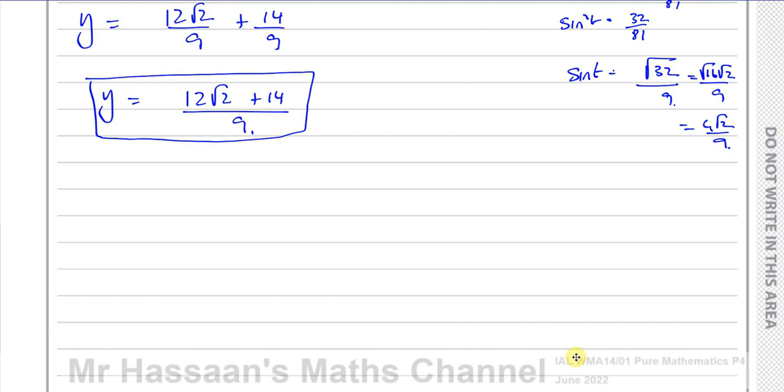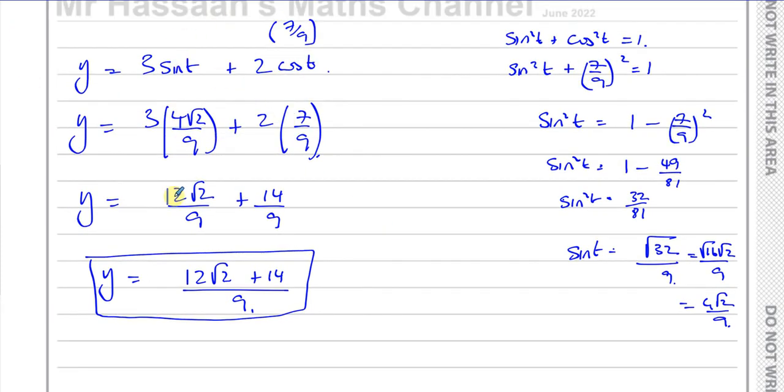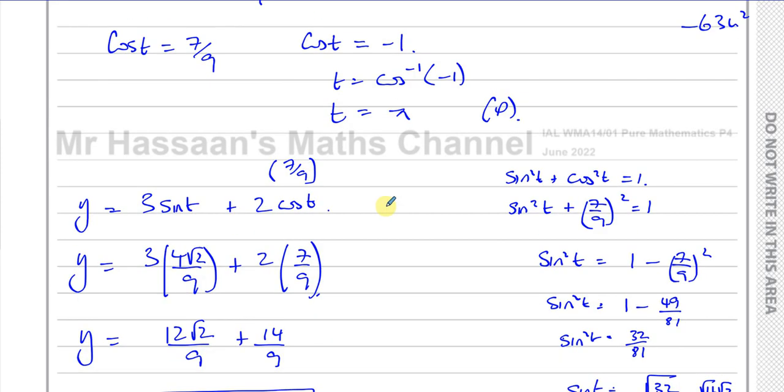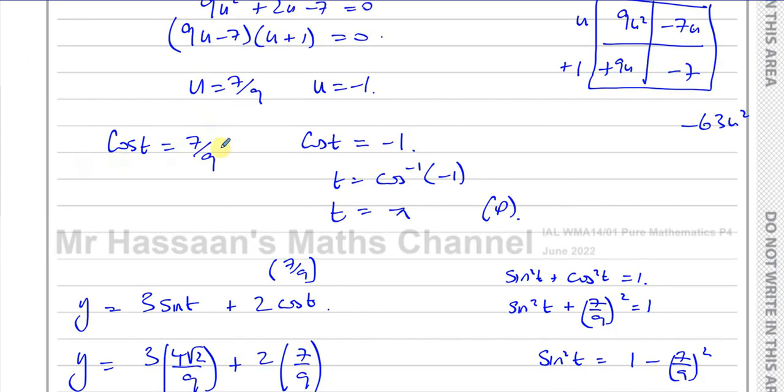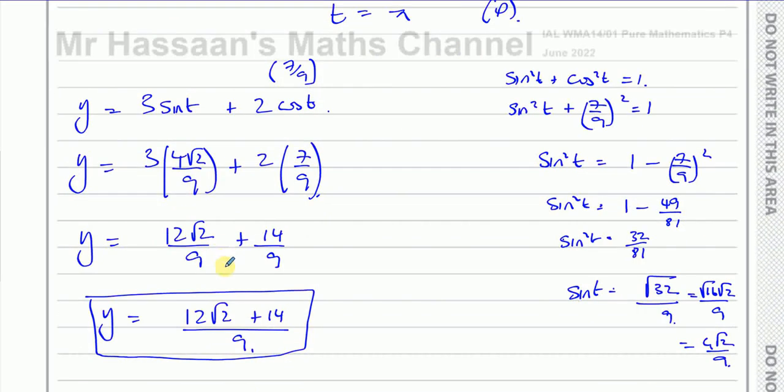Now what happens if we want to check to see if we've got the right answer? If we've got time, we want to make sure that we haven't made a silly mistake somewhere over here. Well, what we can do is take this value of cosine t and find what t is by using our calculator, and then see if that value of t gives us the same as this when we substitute it back into the original equation.